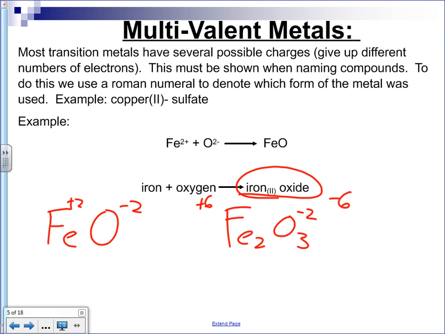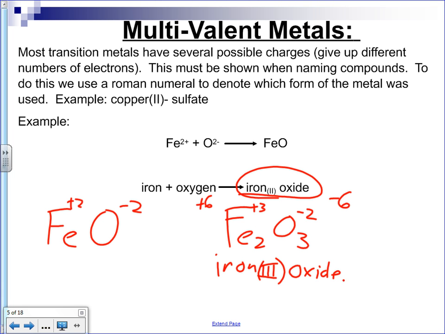Is that very hard math? Not too tough, right? So this is the iron with the 3+ charge. So this stuff is iron, Roman numeral 3, oxide. So you just have to do a little bit of math.